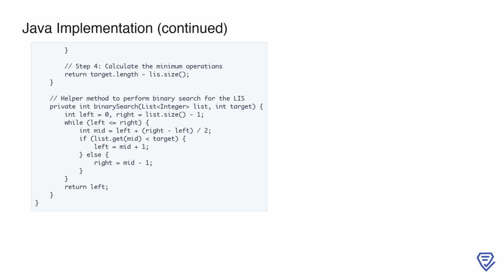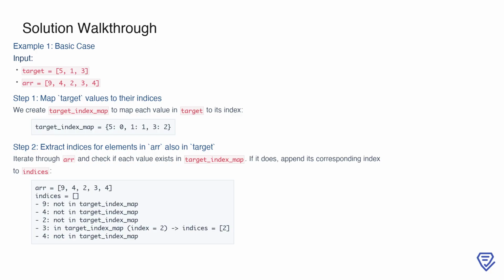Here, we are working through a basic example. The target array is 5, 1, 3, and the ARR array is 9, 4, 2, 3, 4. The first step is to create a mapping of the indices of elements in the target array. This gives us a dictionary where each value in target is mapped to its index: 5 to 0, 1 to 1, 3 to 2. Next, we process the ARR array to extract the indices of elements that also exist in target.